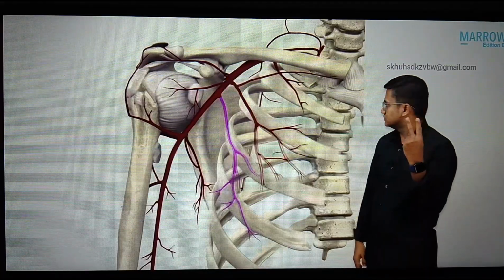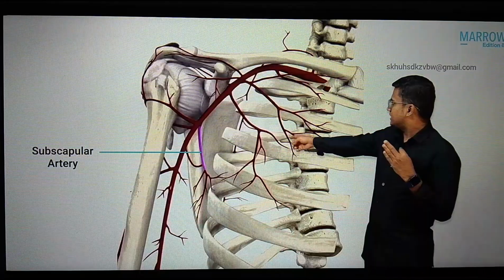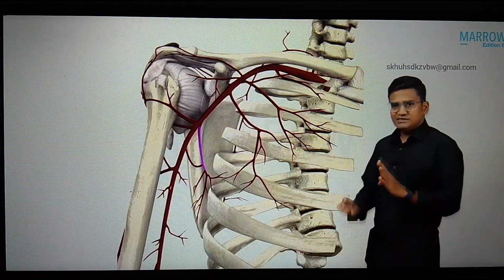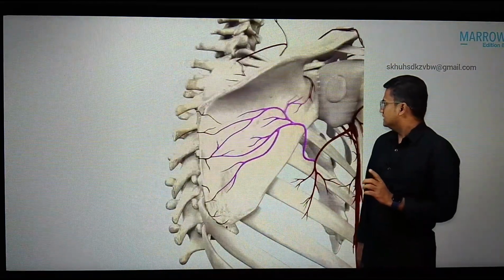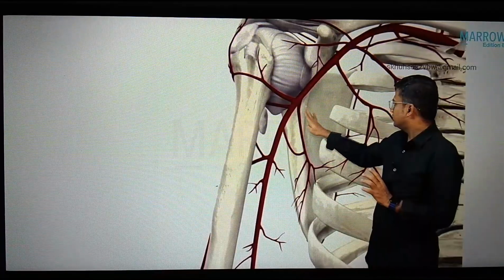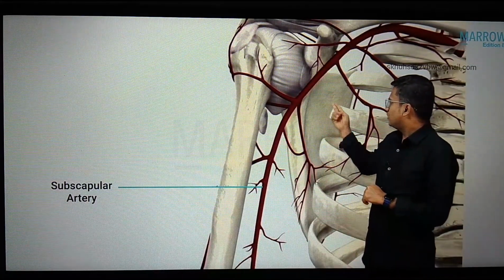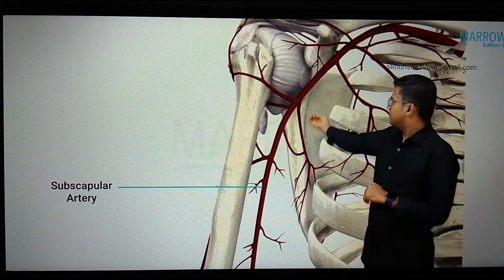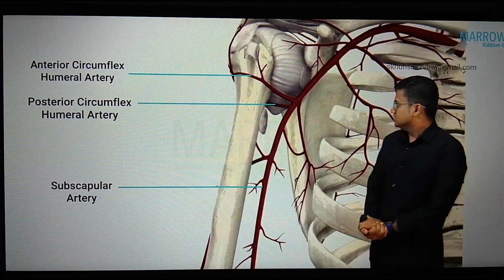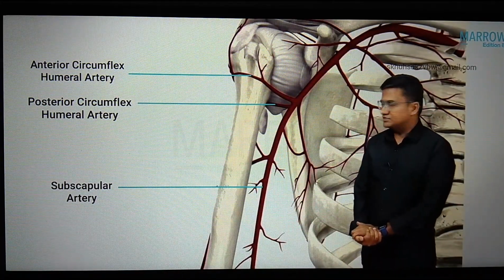Second part, two branches. Now the third part gives three branches. Number one, the subscapular artery. Now the subscapular artery gives one branch that winds around the scapula bone, and that branch is called the circumflex scapular artery. Now two more branches given by the third part of the axillary artery wind around the humerus bone on the front side and back side: anterior circumflex humeral and posterior circumflex humeral. So these are the branches from the third part of the axillary artery.